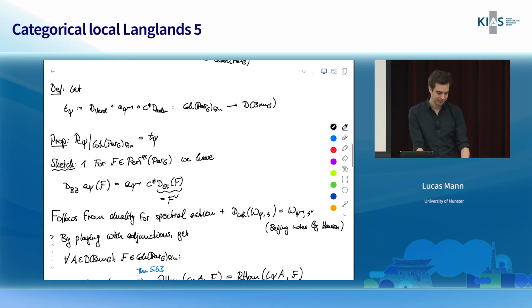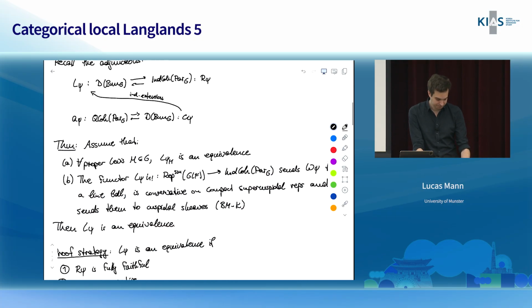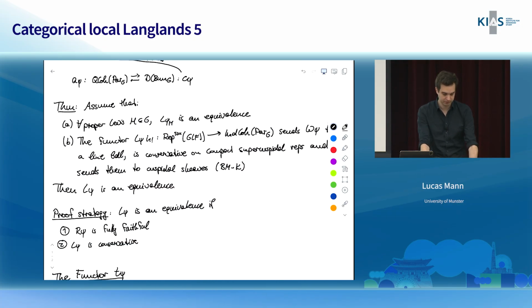Okay, so, right, what was the induction principle? We wanted to show that, assuming that for all proper Levis we have an equivalence, a Langlands equivalence, and also that this functor L psi, I_1 lower shriek, has certain properties, namely it sends W psi to a line bundle. It's conservative on complex supercuspidal representations and sends them to cuspidal sheaves in the sense that I just defined. Then we want to show that L psi is an equivalence.